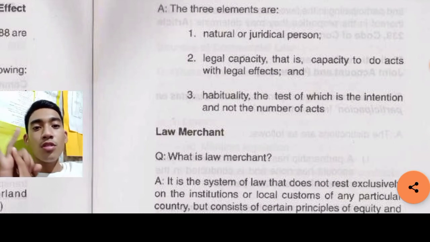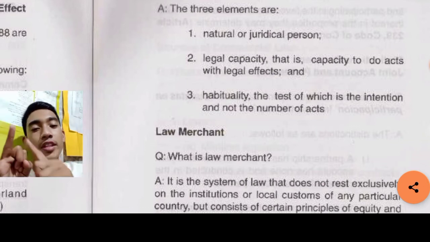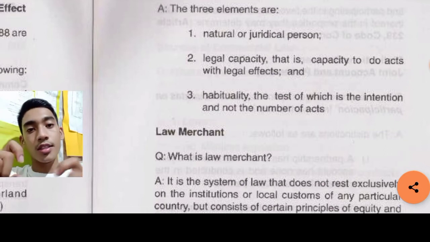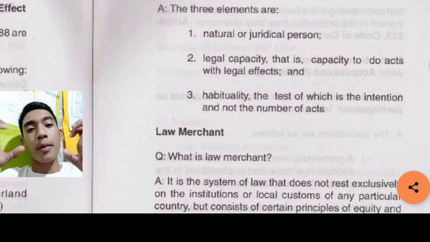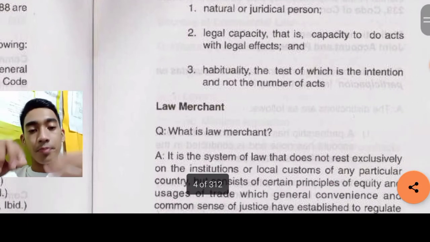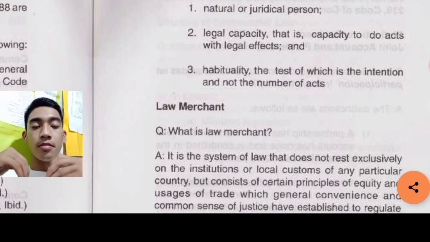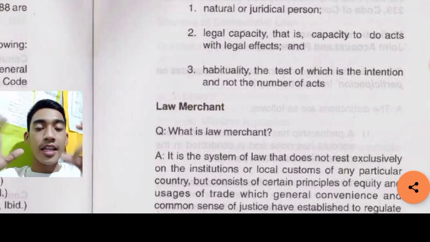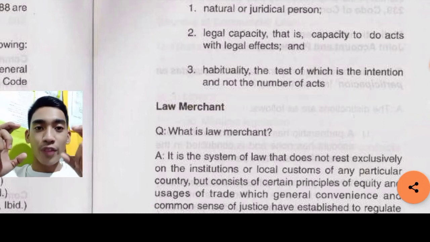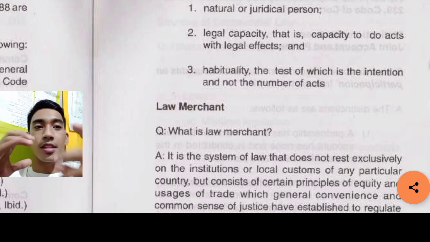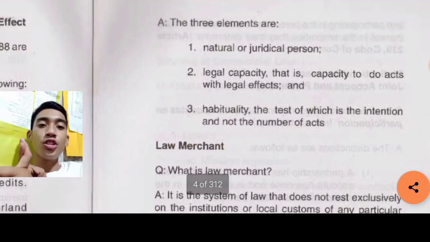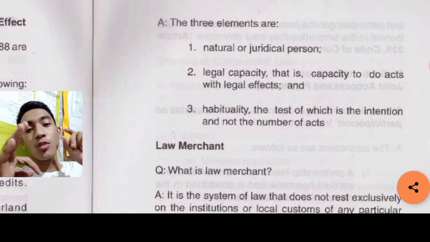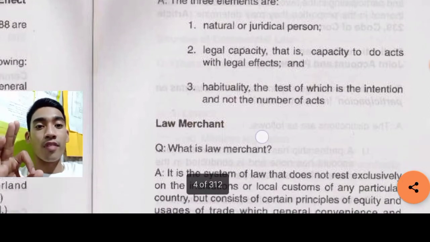And the juridical persons, who are those? They include partnerships and corporations. Second, legal capacity, that is the capacity to do acts with legal effects. Third, habitually, which means repetition, the test of which is the intention and not the number of acts. It should be the intention of engaging in commerce. Those are the elements. Again: natural or juridical person, legal capacity, the capacity to do acts with legal effects, and habitually, with respect to the intention, not the number of acts.